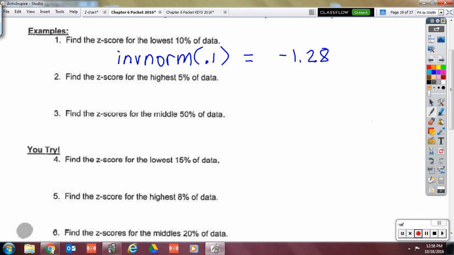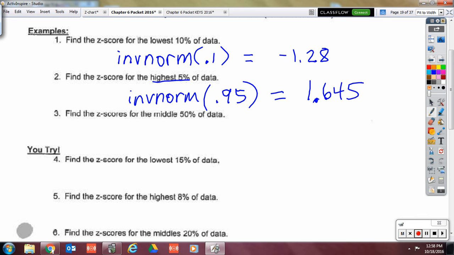Okay, next. Find the z-score for the highest 5%. Highest 5%. So how do you fix that so it's inverse norm of the area below? 0.95. Good. Is that the area below? Is the z at that spot? 1.645. Is that what that is?